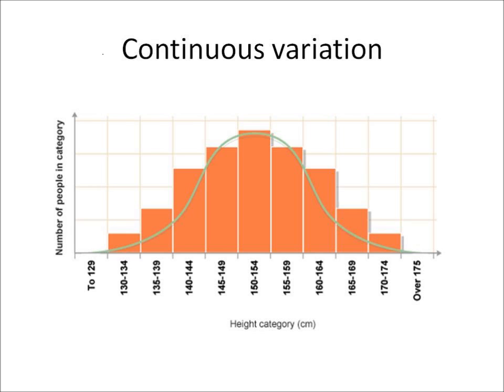So here the average height of this group was between 150 and 154, and there were only a few people who had a height of 170 to 174, and only a few people who had a height of between 130 and 134. Characteristics that show continuous variation are often controlled by both your genes and the environment. So something like height or weight is affected by both the genes which you inherit from your parents, but also your environment, your diet.